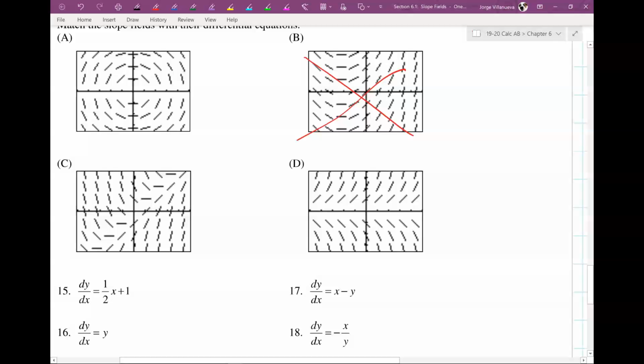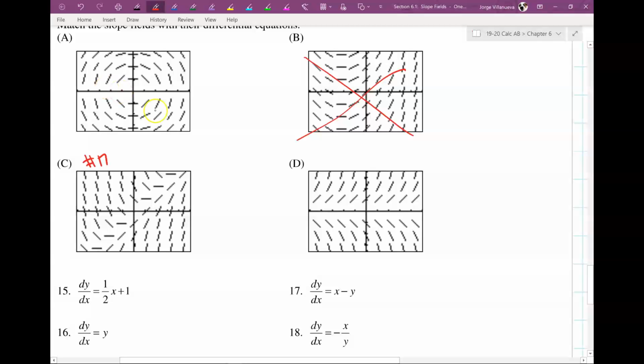1 minus 0? 1, right? What about at 2, 1? Also 1. What about 3, 2? Also 1. Now, before I just celebrate and say, oh, yay, this is number 17, I got it, I want to check the other ones just to make sure, because what if there's another graph that has that same characteristic?